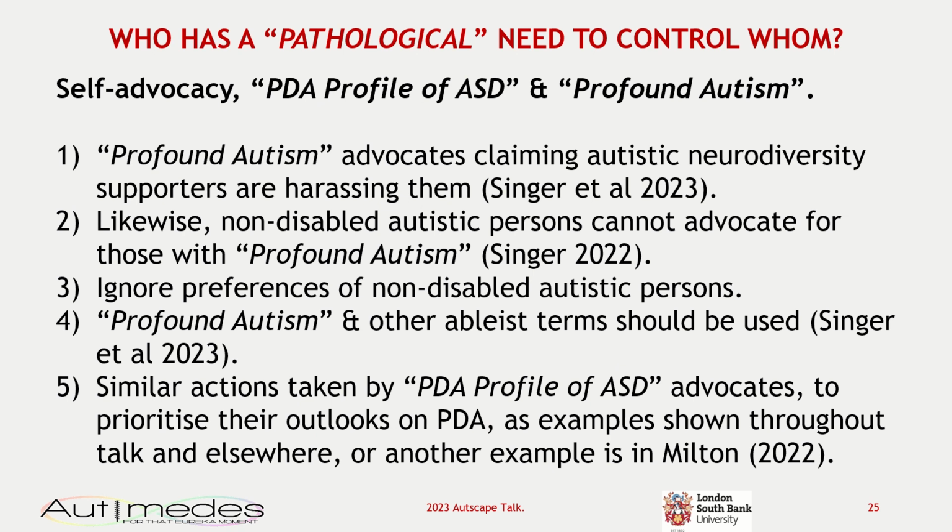They are claiming that autistic reverse supporters are harassing them, and likewise that non-disabled autistic persons cannot advocate for those with profound autism. For example, I've had a PDA advocate claim that I've harassed them, which I think is nonsense. I think they should be taking responsibility for what they're actually doing. But also, in terms of PDA Profile of ASD advocates, I've had them claim that my work on PDA is not representative of their lived experience, and I have great issues with this claim just because there is actual growing evidence to support my views on PDA. And there's also independent work supporting my views on PDA.